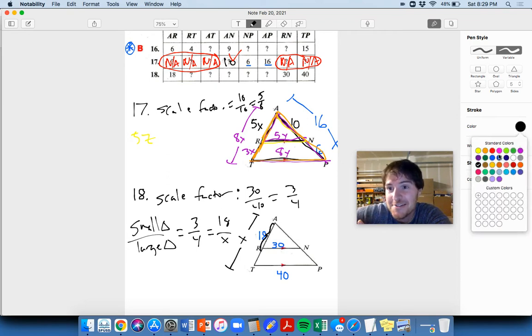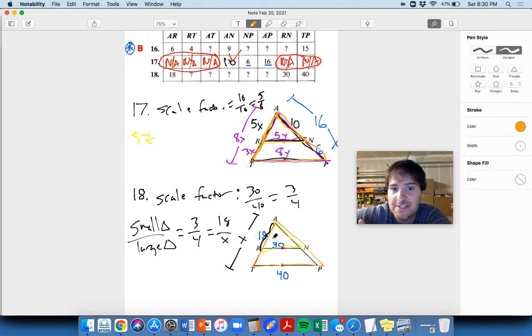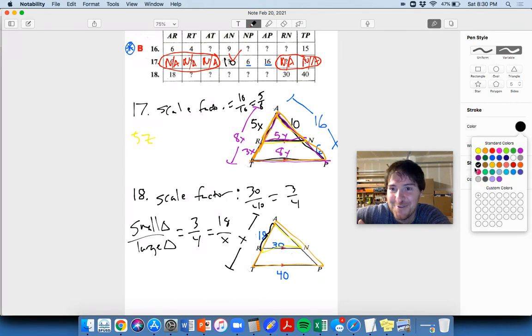Okay, small triangle to large triangle, I guess this is the best I can do. The yellow small triangle corresponds to the large orange triangle we have down here. So this simply is in a 3 to 4 ratio. So I'm going to do 3 over 4 equals 18 over X. Hopefully you've seen it. I don't know if I really explained enough here.